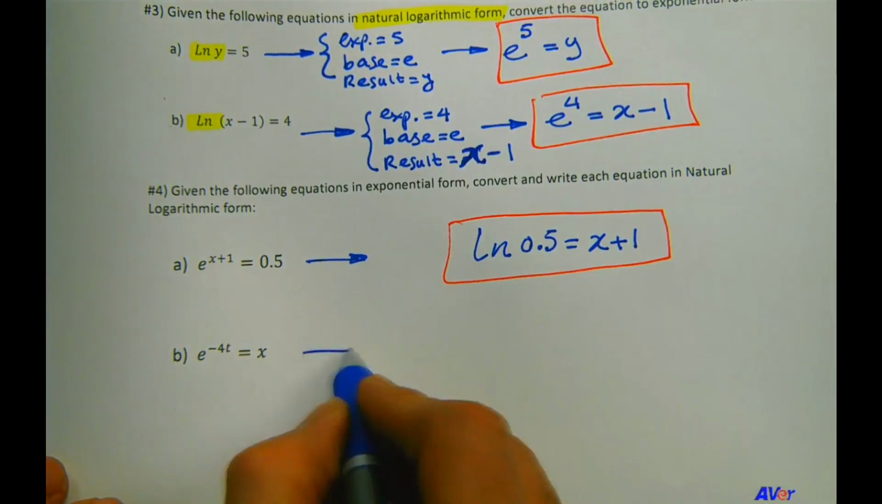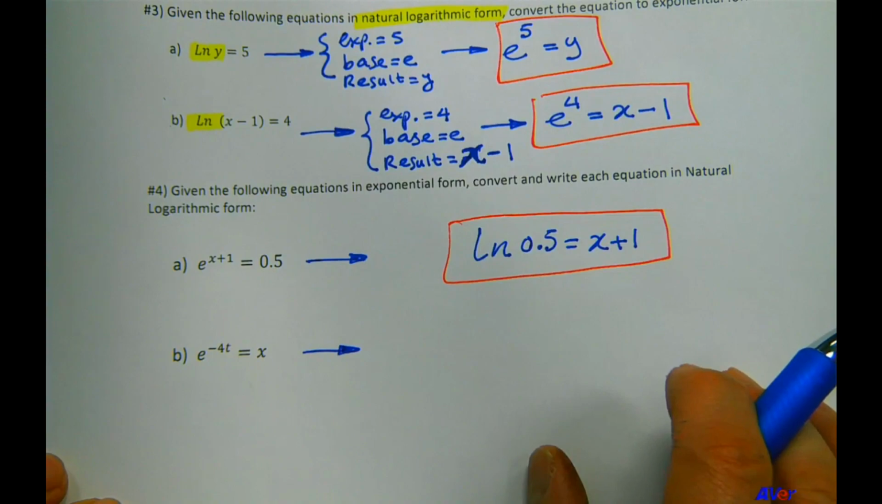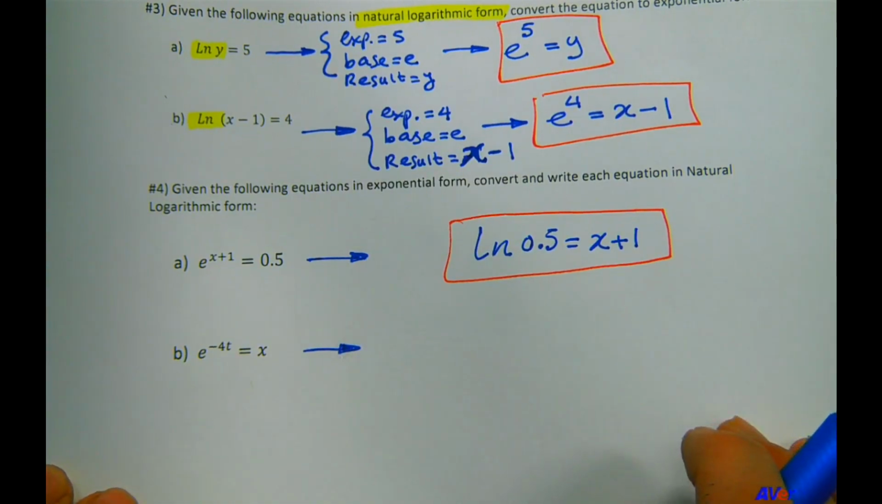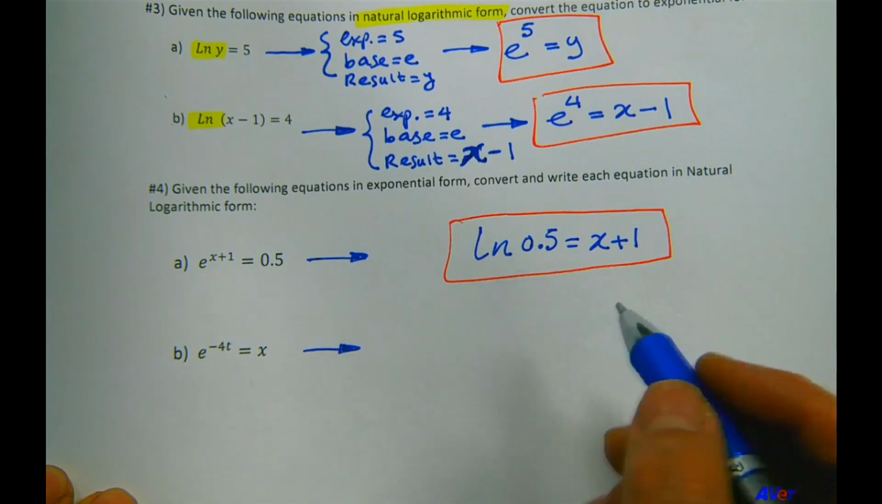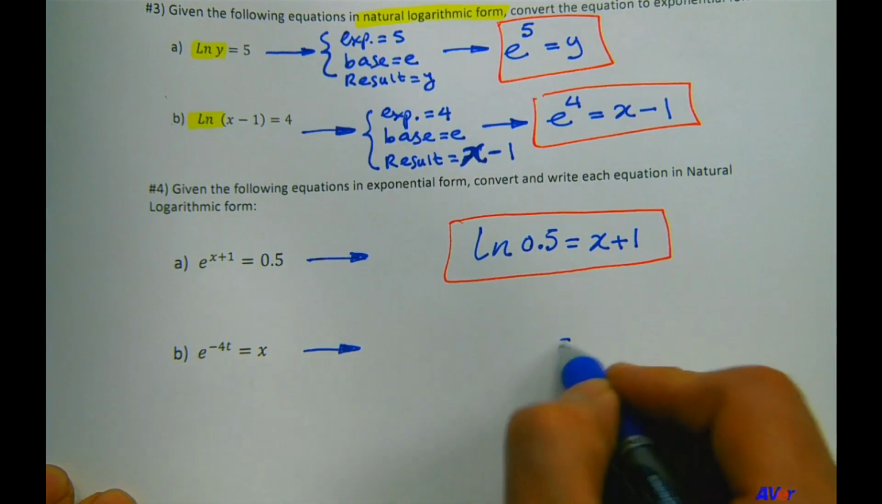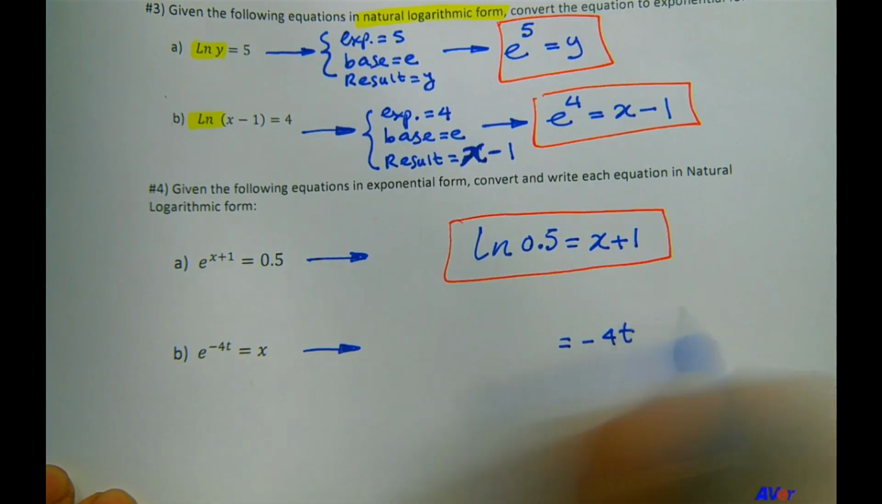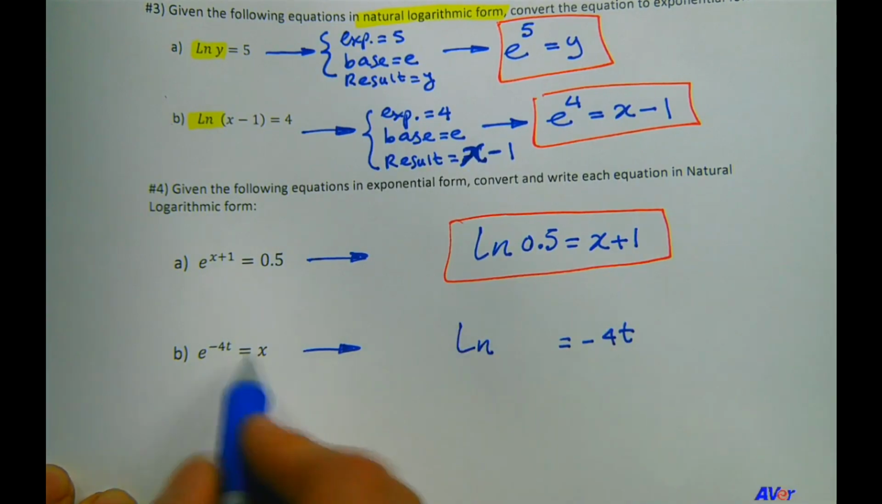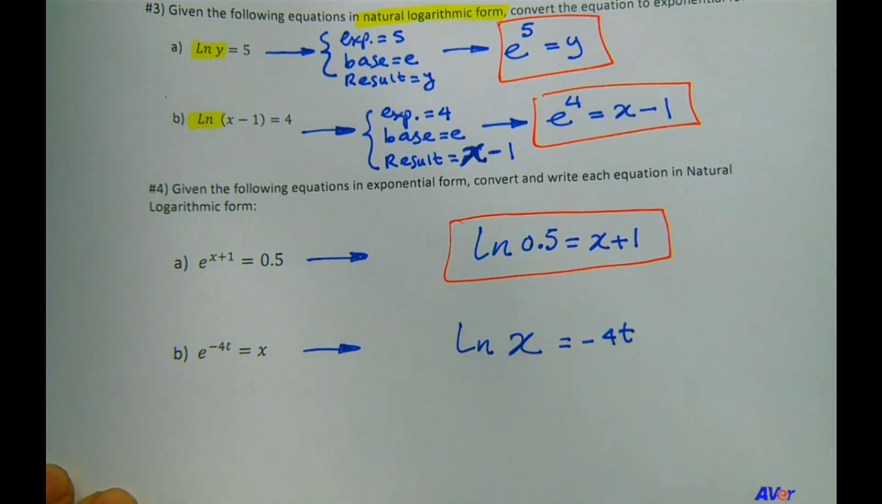This one, please make sure that you pause the video if you haven't done so and write the answer for this down before looking at my solution. Okay? It's really easy. Okay, so I'm assuming you've done that and now you're back. So the exponent here is minus 4t. The base is e, so we have natural log, and the result is x. There you go. The base is e, exponent is minus 4t, the result is x.